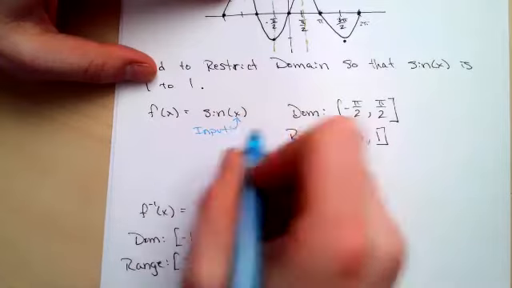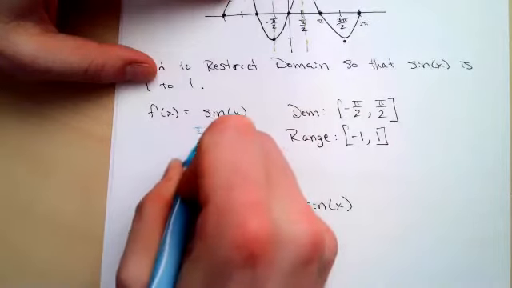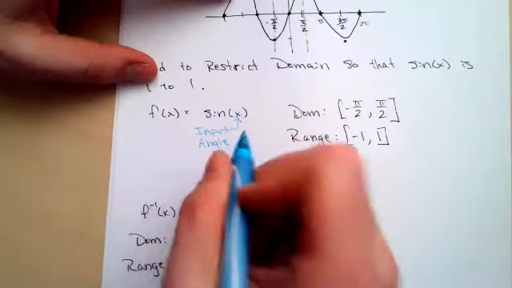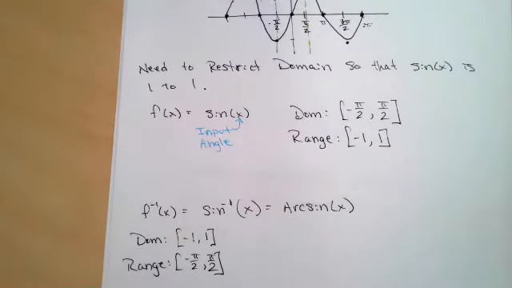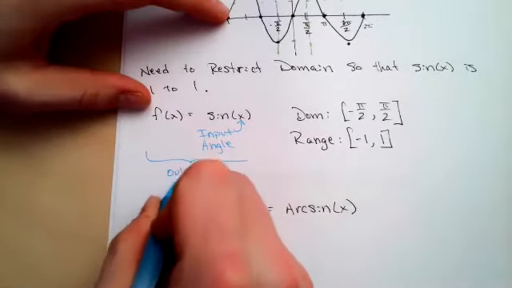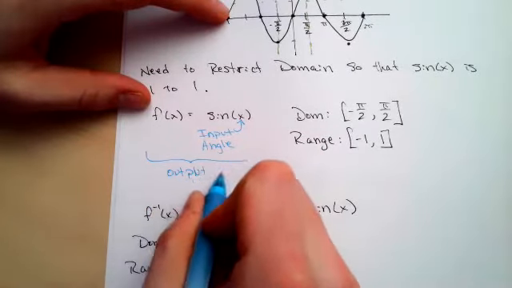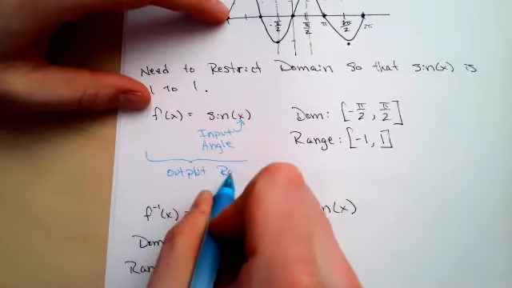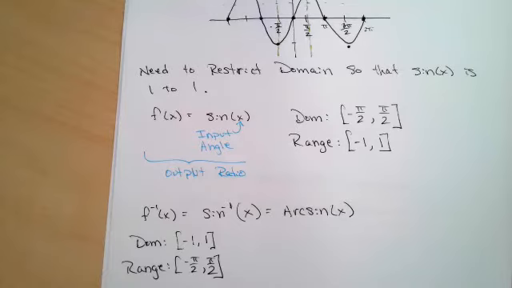The input is an angle for any trig function, right? We compute the sine of an angle, the cosine of an angle. The input is the angle, and the output is the ratio. We are computing the sine ratio. So we get back a ratio of the side lengths of a corresponding right triangle.